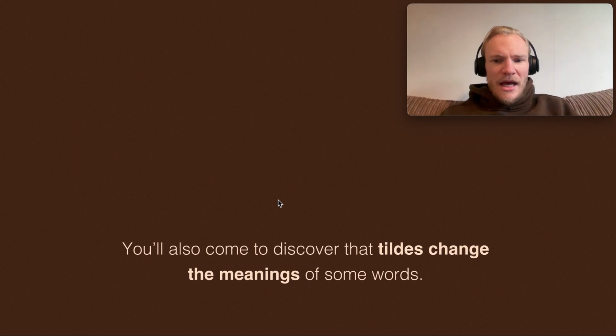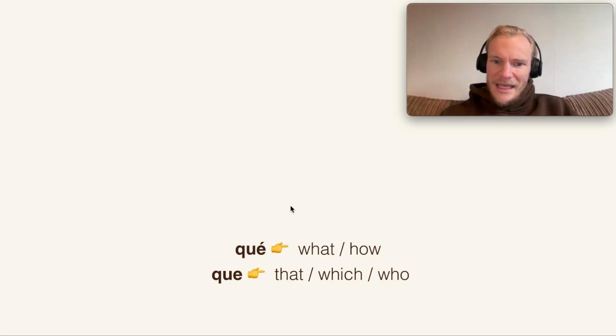Correct. And you'll also see that tildes change the meanings of some words. So qué with the tilde here means what or how, and que normally means that, which, or who. So sometimes a tilde can change the meaning of a word.